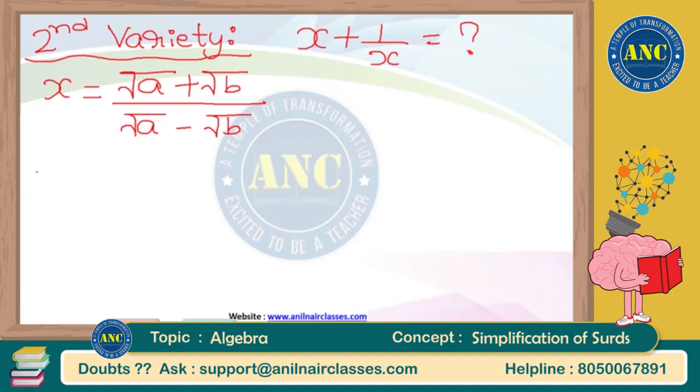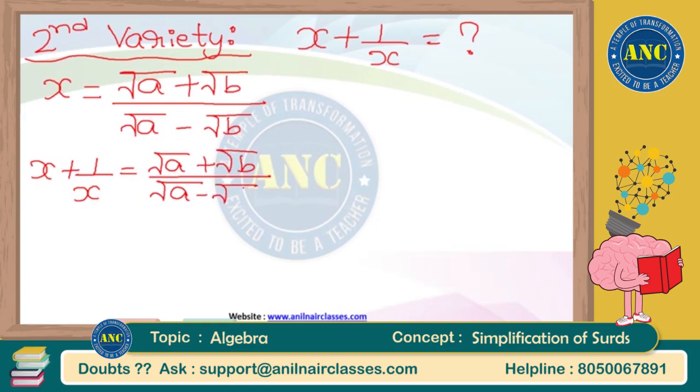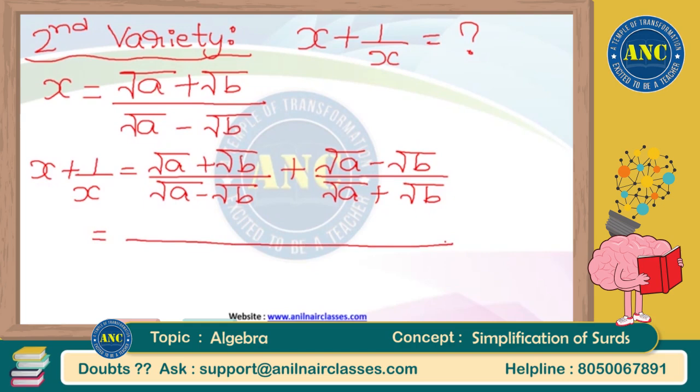Now listen carefully, sir. x plus 1 by x is equal to, x is nothing but root a plus root b divided by root a minus root b. 1 by x is the reciprocal of it, root a minus root b divided by root a plus root b. Now assume that you simplify this by taking LCM. Let us take LCM and solve it. The denominator is in (x minus y) into (x plus y) format. It is x square minus y square.